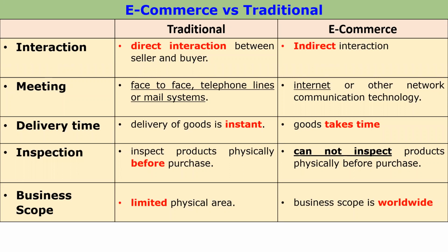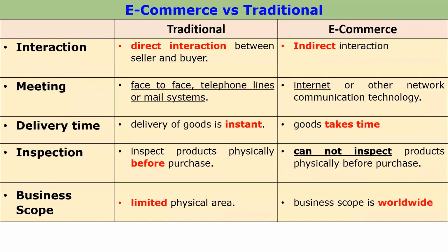Then meetings happen normally under a traditional transaction. Mostly it is face to face, but you can also use telephones and other means like postal mail to meet with each other. But in an e-commerce transaction, the only medium you can use is a network system. Most people use the internet. Other types of network systems like intranet and extranet are also possible for meetings under e-commerce.